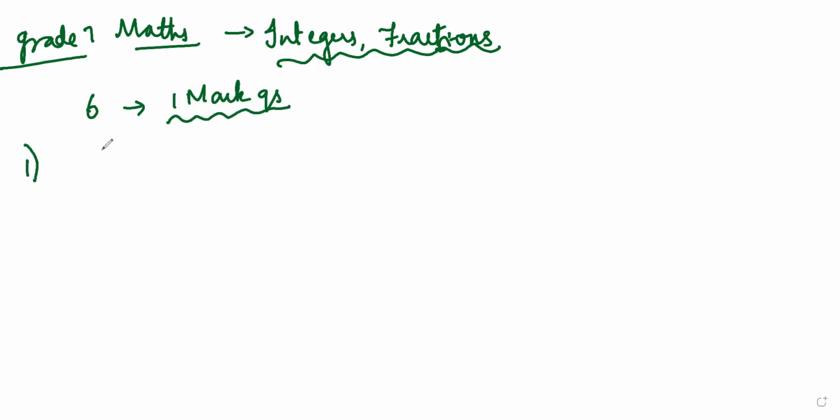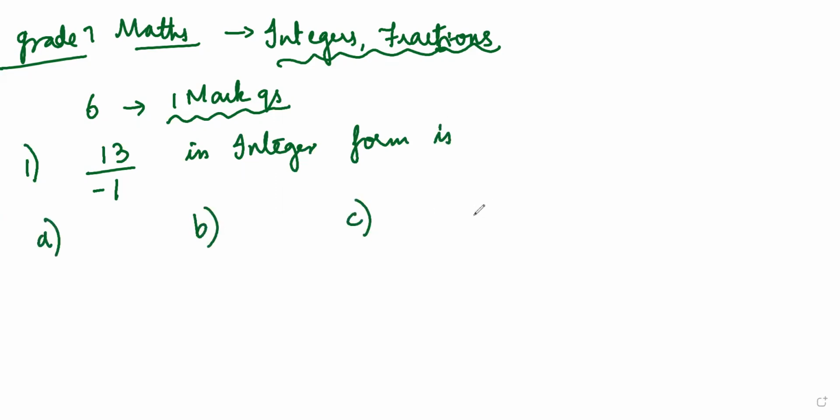Let's say I give you a sum like 13 divided by minus 1. In integer form it is? There'll be 4 options. Option A is 1 by minus 13. Option B is minus 13 by 1. Option C is minus 13. And option D is 13. So in integer form, what will it be? The correct option is option C.